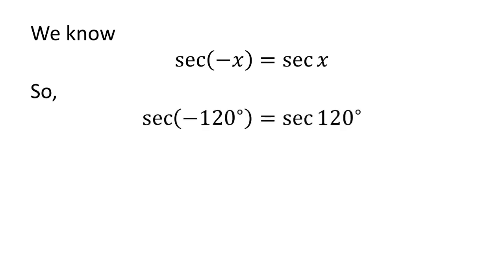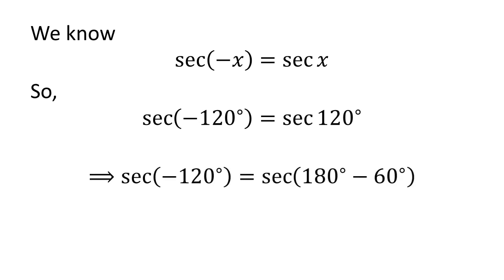Let us apply the above identity for secant of minus 120 degree. Here x is 120 degree. So secant of minus 120 degree is equal to secant of 120 degree. As 120 degree is equal to 180 degree minus 60 degree, so secant of minus 120 degree is equal to secant of 180 degree minus 60 degree.